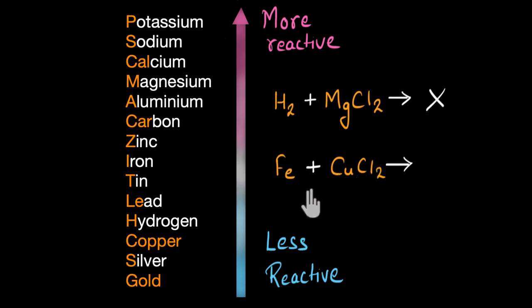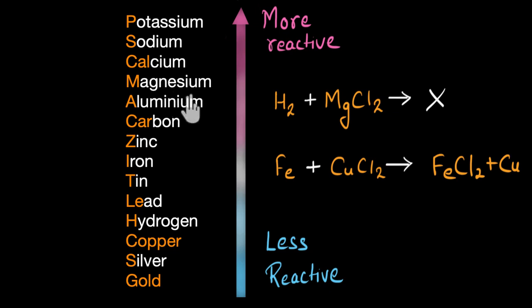Whereas here, if you see, iron is somewhere here, and copper chloride. So copper is somewhere here. Copper is lower than iron. That means iron is more reactive. And since iron is more reactive, it can displace copper from its chloride. And finally we will get iron chloride, and copper will be displaced.